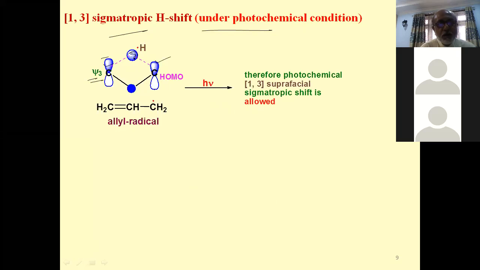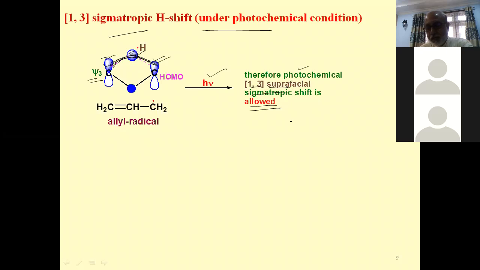what is called atomic orbital is the same with the same phase. So for the migration, what has to happen? It must be bonded to both at the same time. And if these orbitals are of the same phase, then this is possible. So what is our conclusion? Therefore, a photochemical 1,3 suprafacial shift, coming from the same side, not inverting, the sigmatropic shift is allowed.